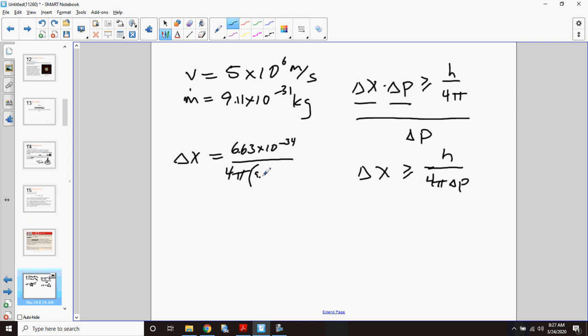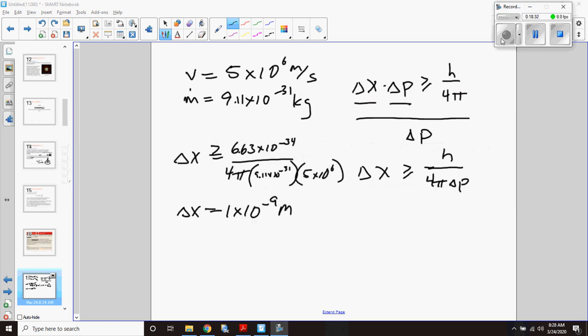Mass is 9.11 times 10 to the negative 31 times 5 times 10 to the 6. Apologize for my sloppy handwriting. You have to use the EE button when you're solving this, or somehow get the correct answer, because there's a lot of scientific notation going on. Let me pause while I get a solution for this. Whoops, this isn't equal, it's greater than or equal to.